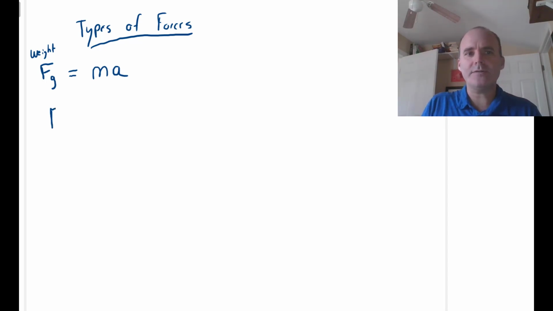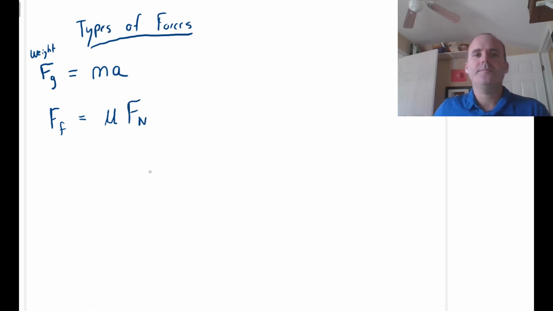Okay, we also have the frictional force. For frictional force, we have an equation of F is equal to mu times the normal force. Okay, I'm going to expand on that, but I just introduced another force here. So let's say this was friction. And we have the normal force, F of n, normal force.